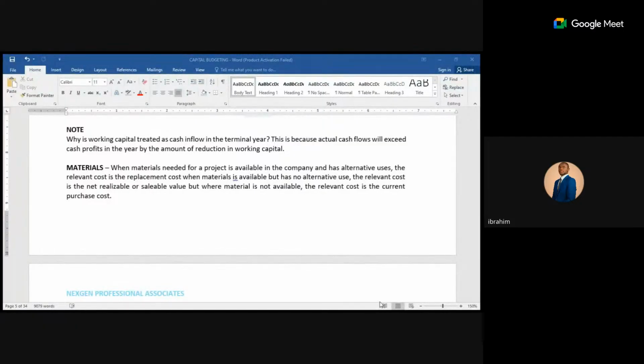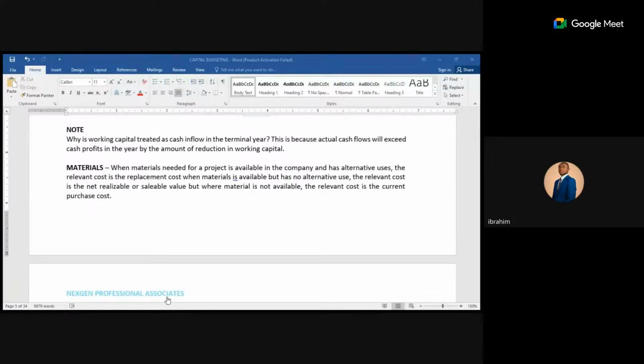Now, when material is available but has no alternative use, of course you have to sell it. So the relevant cost is the net realizable value. Net realizable means maybe you sell it for 50,000. In the process, you have to incur 10,000. So 50,000 minus 10,000, that is the net or the sellable value.